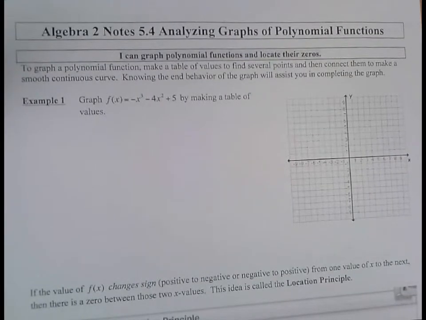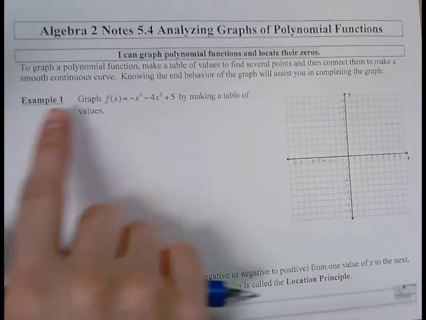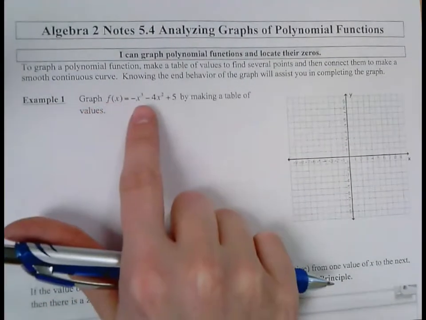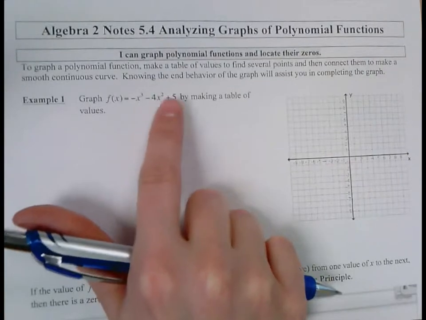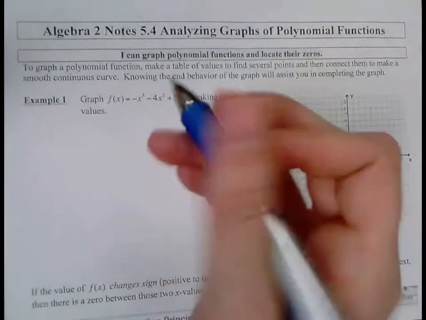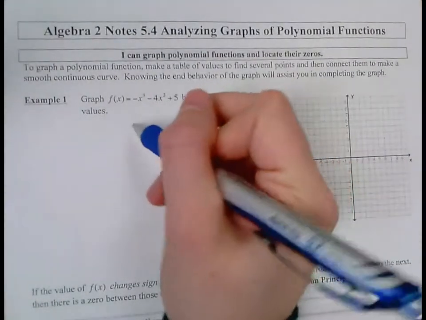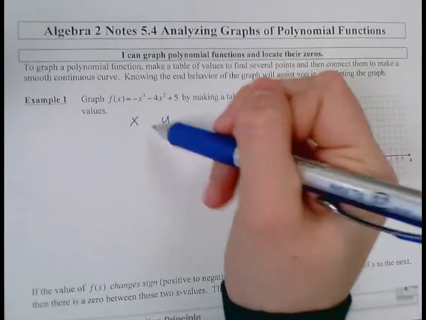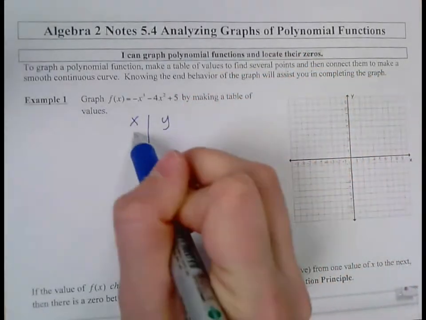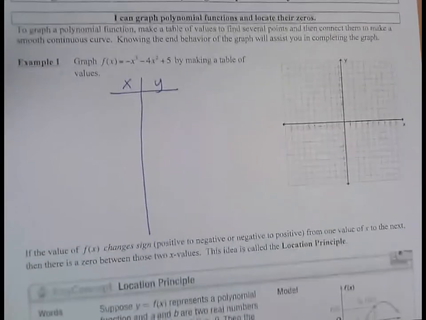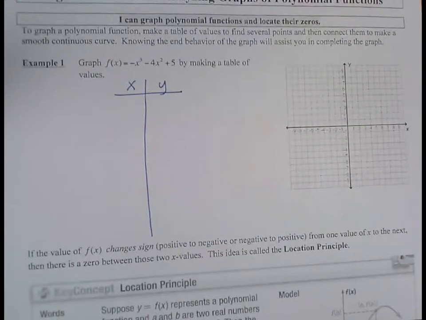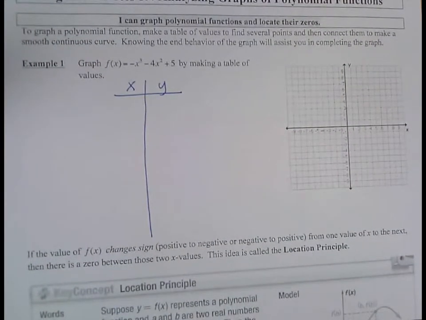It says here, knowing the end behavior can assist you. We'll talk about that. So in example 1, we are graphing f of x equals negative x cubed minus 4x squared plus 5 by making a table of values. You may want a calculator to help you make your table.